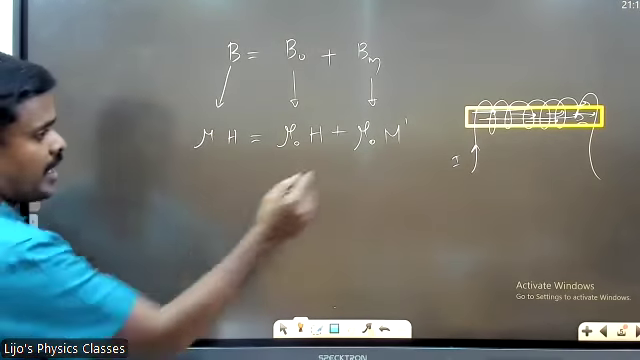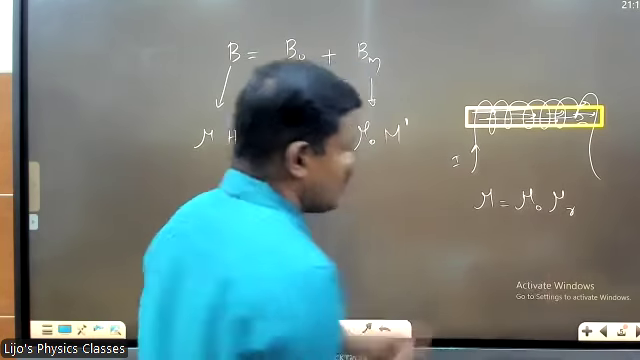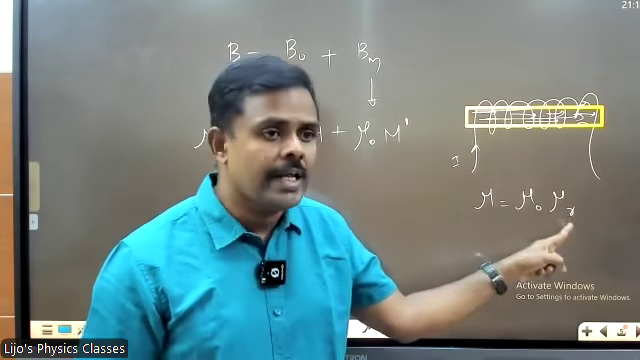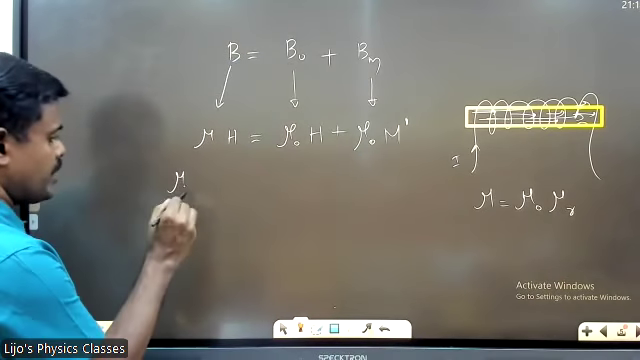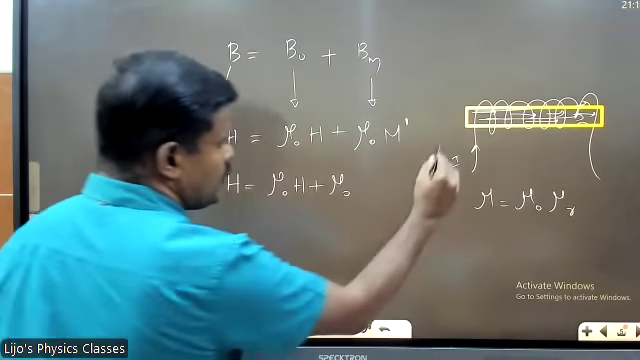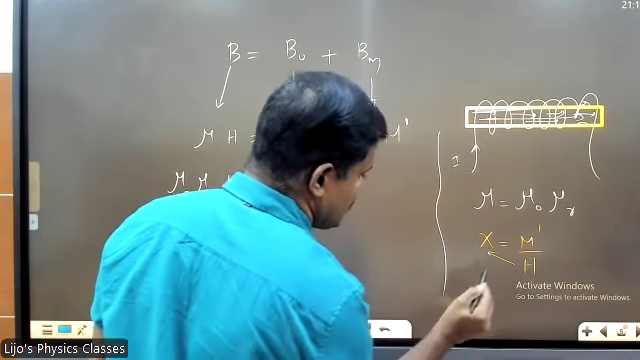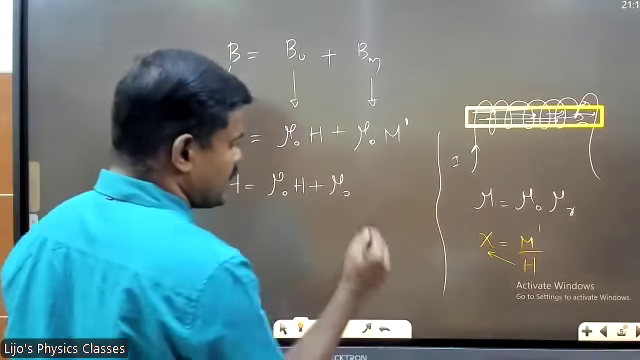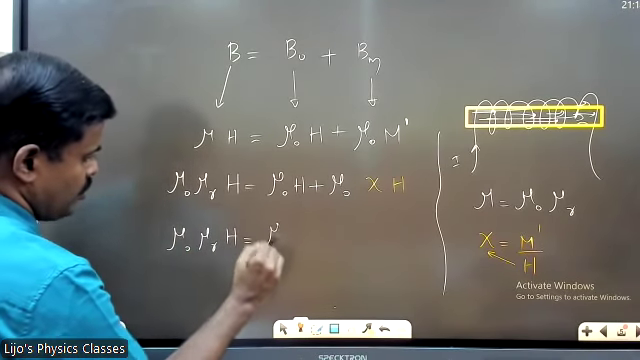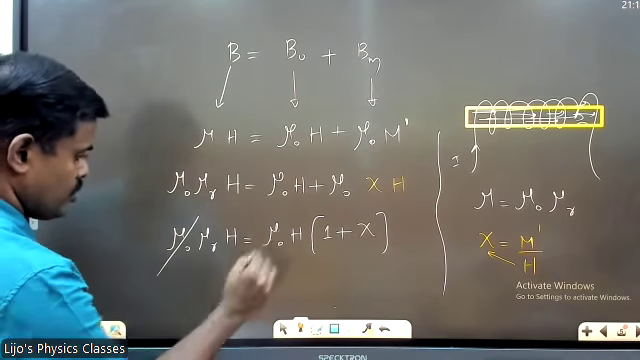Now the last step. I told you two things. Number one, mu will be called mu zero into mu r. This is called magnetic permeability. This is permeability of free space. This is relative permeability. So in place of mu, I put mu zero mu r H. This is mu zero H plus mu zero into, I'm writing chi is equal to M dash by H. Do you remember this? So M dash may be replaced with chi into H. Last step, I write it one more time: mu zero mu r H is equal to mu zero H, which is common on the right side, into 1 plus chi. Mu zero cut, H, H cut.